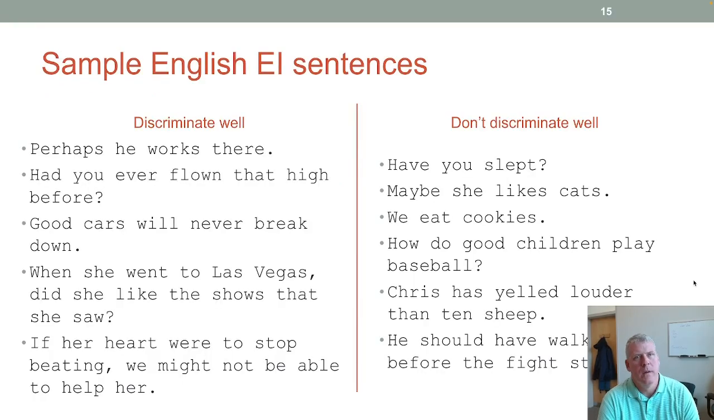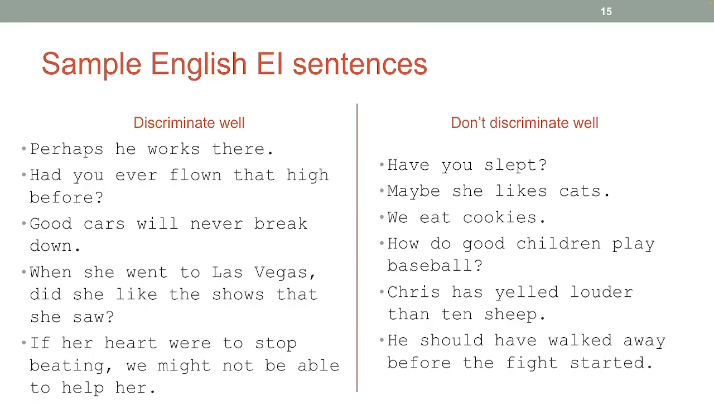And so trying to get some good sentences, like I said, is a meaningful, important task in itself, because some sentences discriminate well. Like on the left-hand side of this slide, let me show the whole slide. You can see that these sentences do a good job. Perhaps he works there. They have to understand what perhaps is. And had you ever flown that high before? Right, we have this pluperfect, had you ever flown? And a couple more, the second from bottom bullet there. When she went to Las Vegas, did she like the shows that she saw? We have this temporal adverbial clause before the actual question there.